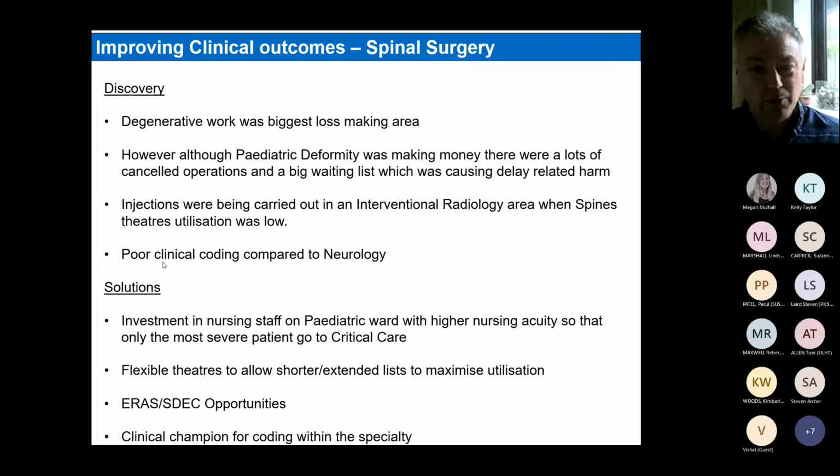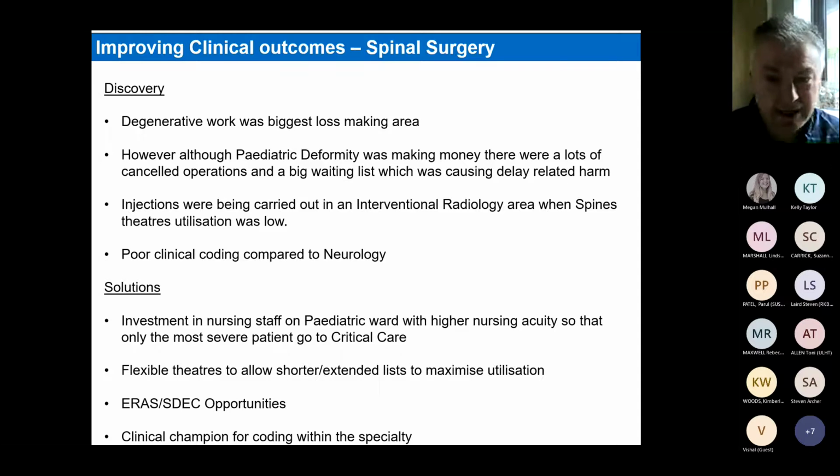And we noticed there was poor coding compared to neurology. That was down to the clinicians not recording everything on the paper notes that needed to go to our clinical coders. So what we were able to do is, as you can see at the bottom, there's now a clinical champion for coding within the specialty to improve coding. We invested in nursing staff on a paediatric ward with high nursing acuity, so only the most severe patients go to critical care. That enabled us to get more patients through the service.